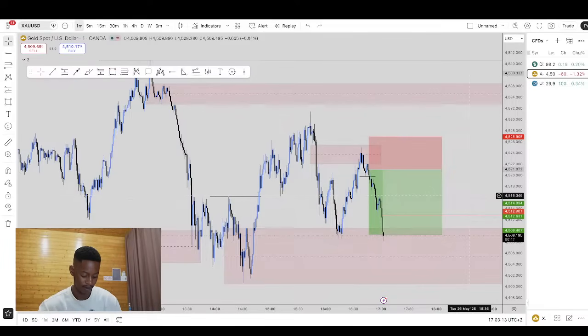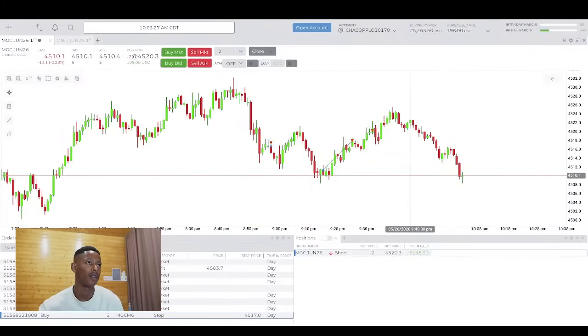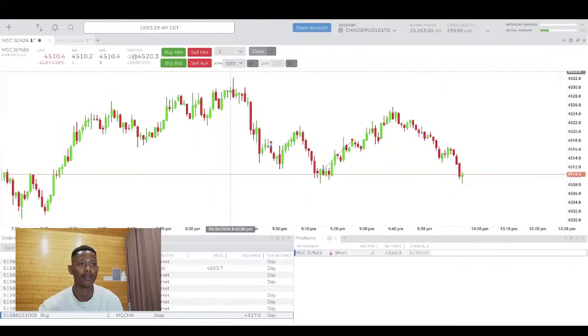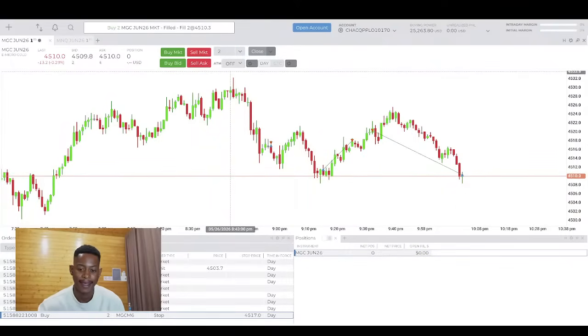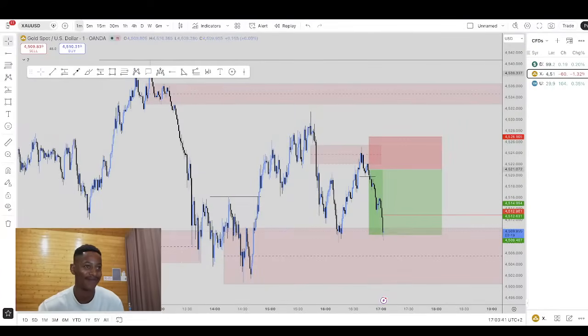What's going on? Wait, this side I didn't show. But anyways, I don't think it even matters. Okay, close here. Order filled. Nice one, team. Let's go. Guys, two trades in a row. Both of them went straight to take profit.